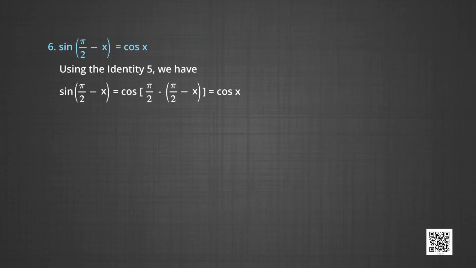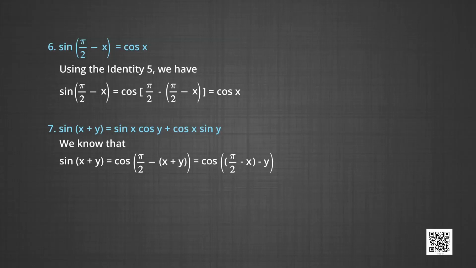Let us now try to find out the identity for sin of x plus y. We know that sin of x plus y can be written as cos of pi by 2 minus the quantity x plus y, or we can rearrange this as cos of pi by 2 minus x minus y. We will apply the identity of cos of x minus y, which gives the value as cos of pi by 2 minus x cos y plus sin of pi by 2 minus x sin y.